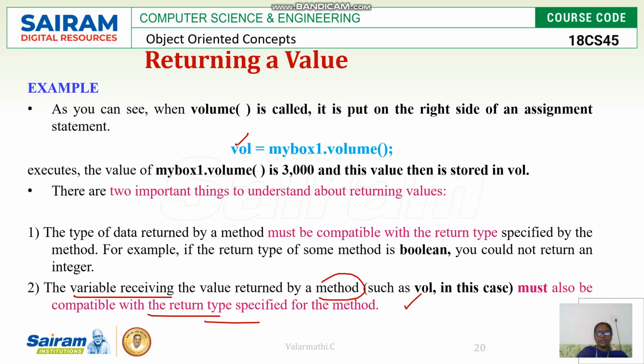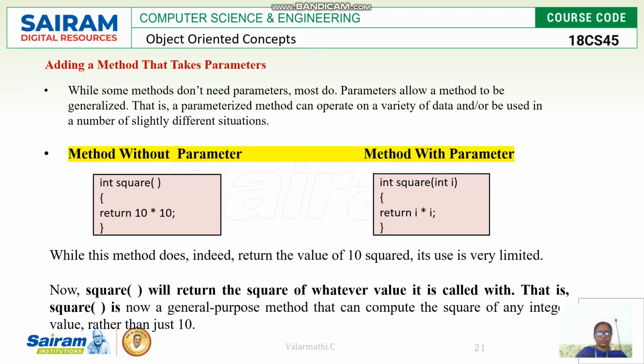For example, if you have defined the returning type of the volume as float, but you have assigned the returning value of this volume method to a Boolean variable, so what happens? The type incompatibility will occur. At that time, the Java compiler will throw an error saying type is not matching. Type mismatch is occurring. Like that, it will throw an error.